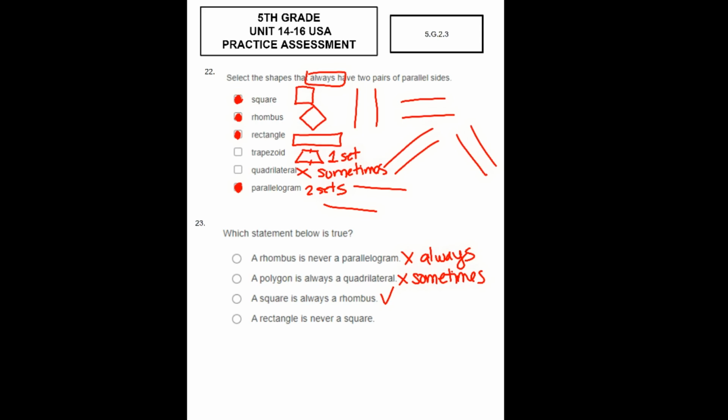A rectangle is never a square. That's also true. Oh, so we can't, well, a square is always a rhombus. A rectangle is never a square. Okay, so in this case, it's going to be a square is always a rhombus because a rectangle is sometimes a square. Because remember, squares can be rectangles. That's the way I'm reading this. So I'm going to say sometimes.